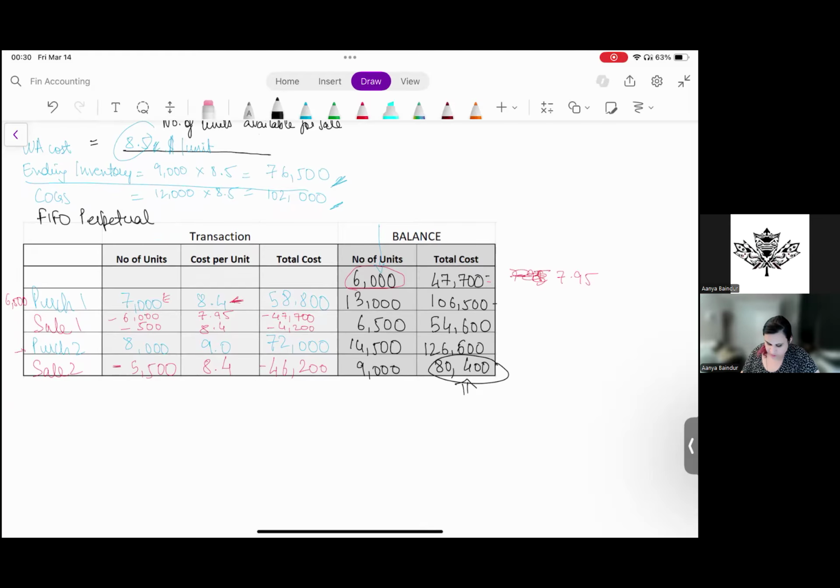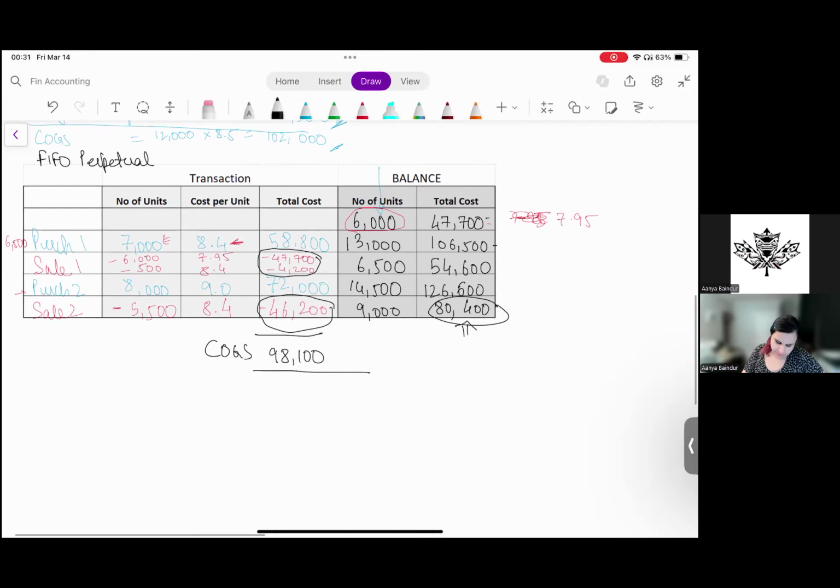Now when you need to calculate your ending inventory, this value is your ending inventory. And when you need to find your cost of goods sold, you just need to add these two numbers up. That will give you your cost of goods sold. Easy enough, right? So this is 80,400 and cost of goods sold should give you a value of 98,100. Okay, so that is FIFO perpetual. Let's try FIFO periodic.